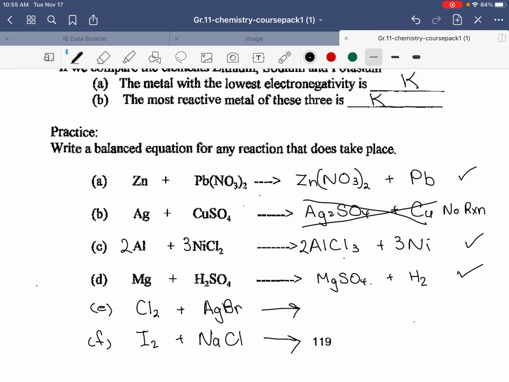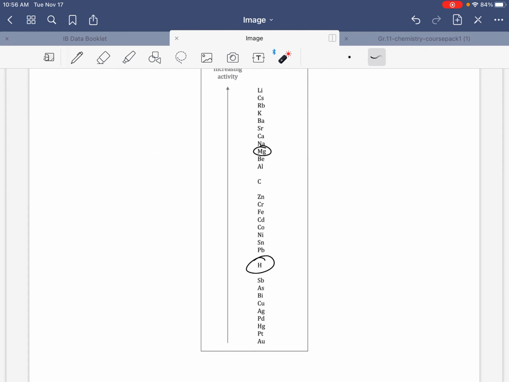Now, remember, metal displaces metal, non-metal displaces non-metal. So in this case, you have a non-metal reacting with a compound consisting of a metal and a non-metal. So this chlorine right here is not going to displace Ag. No, it's going to displace Br. The question is, will it? Will Cl displace Br? Now, you may be thinking, okay, I know the drill. I got this. Whoa. Wait. I don't see Cl. I don't see Br.